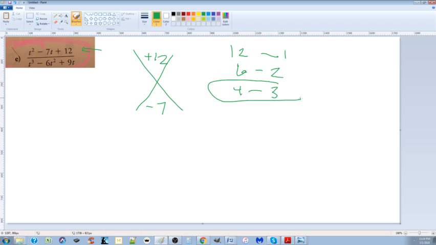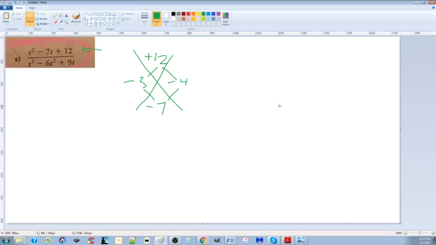Do any of them look like they add up to 7? Yeah. We've got to come up with plus 12 and minus 7, so we're talking about minus 3 and minus 4. Those add up to minus 7 and multiply out to plus 12. So right away, we've got our factors at the top. Beautiful. So we got t minus 4, t minus 3.